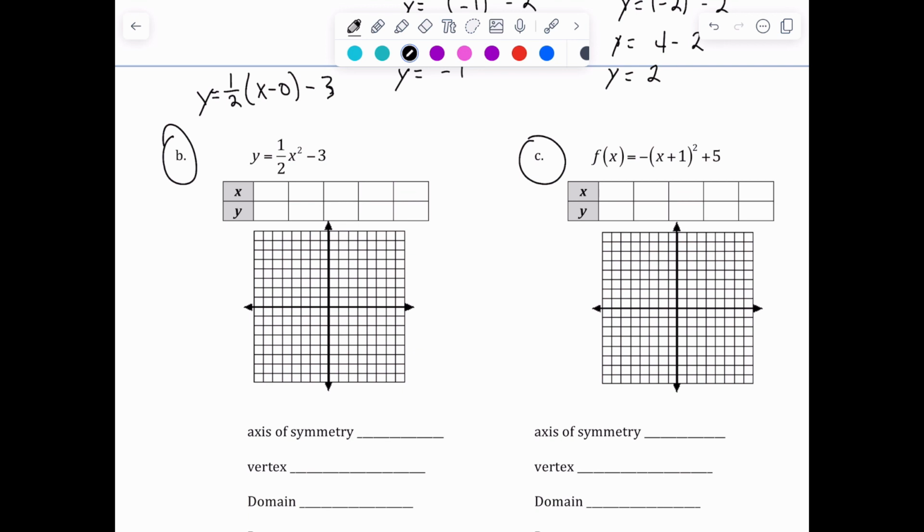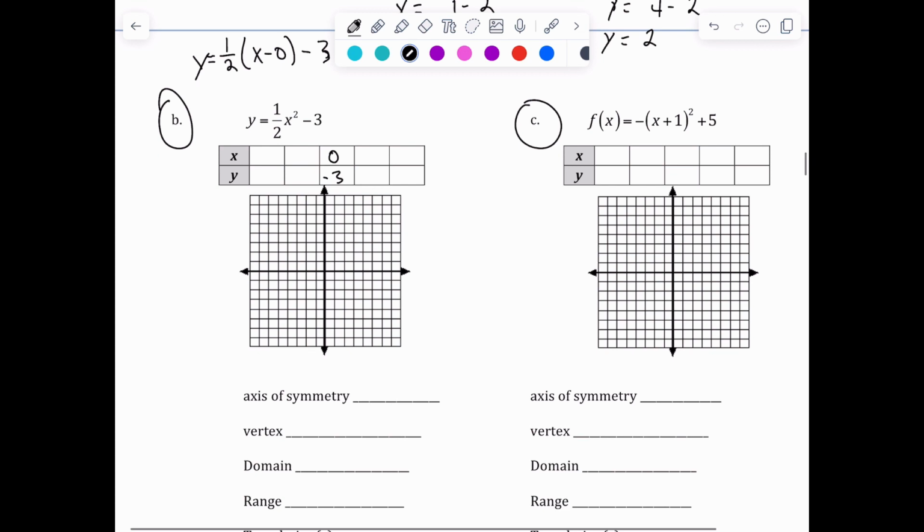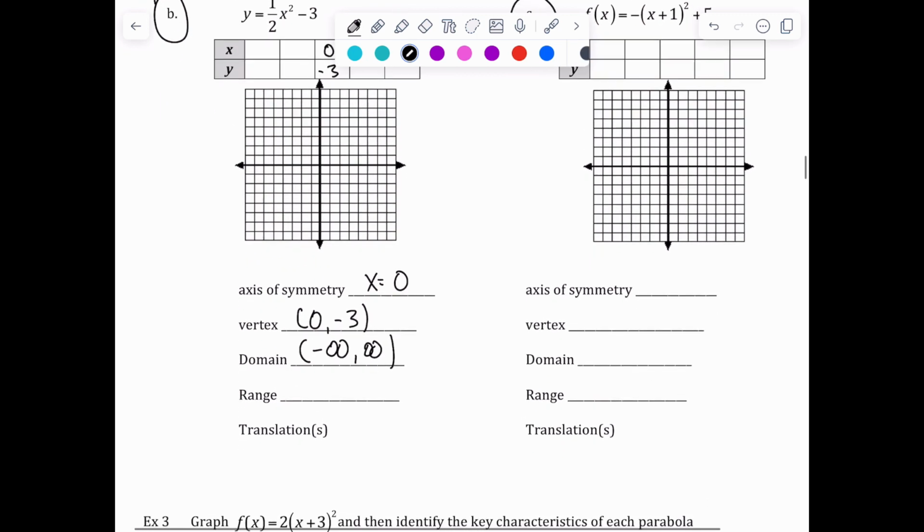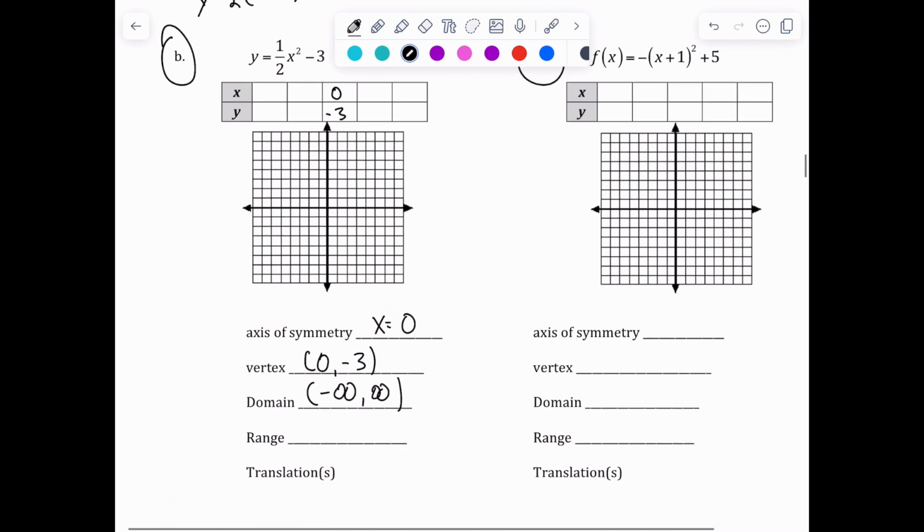I already know my x value. It's going to be 0 for the vertex, and my y is going to be -3. Okay, so I can already fill in my vertex down here. Okay, the axis of symmetry, again, is just the x value of your vertex. So there you go. Domain, we can fill that in. Why not? Negative infinity, positive infinity. All list of values of x I can put in for. The range, we're going to wait. In the translation, we are going to wait as well.